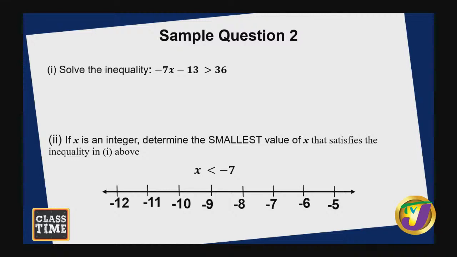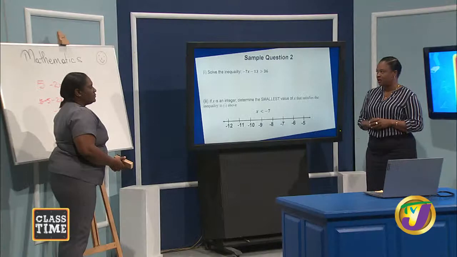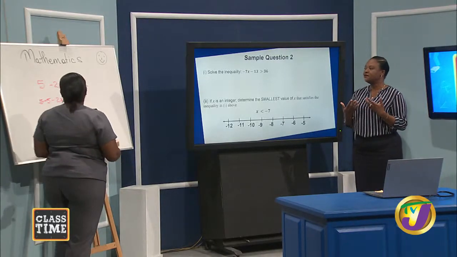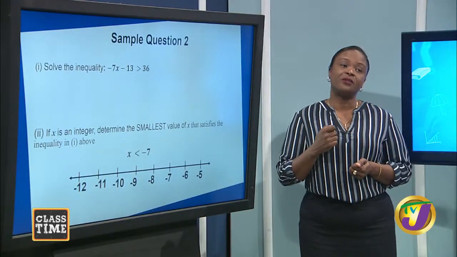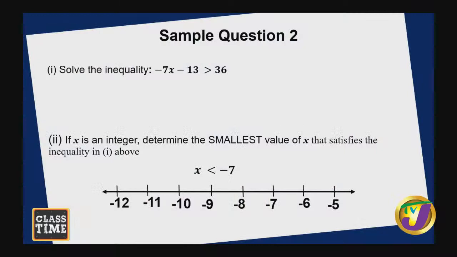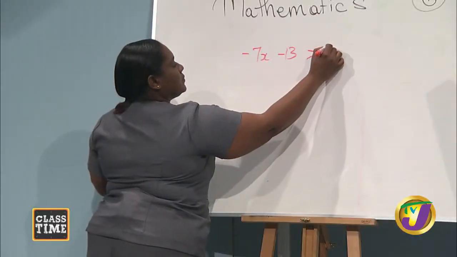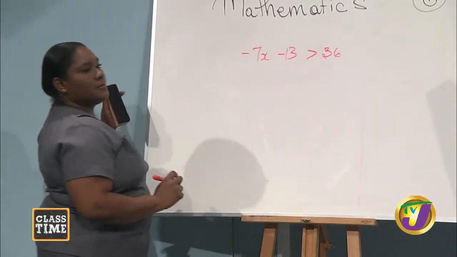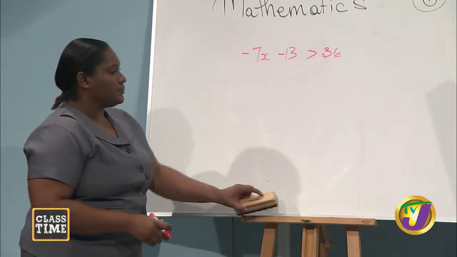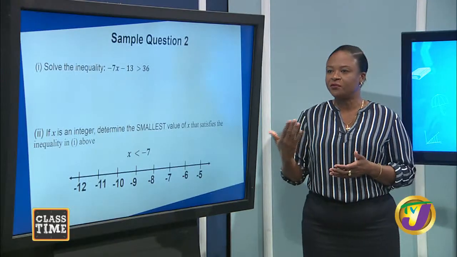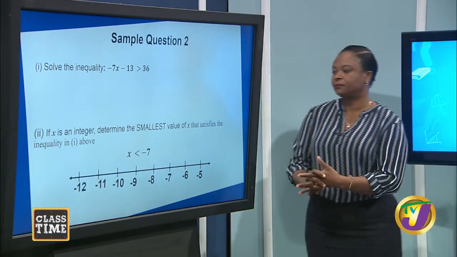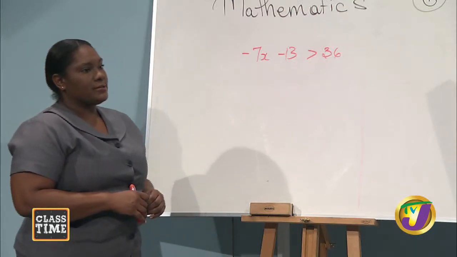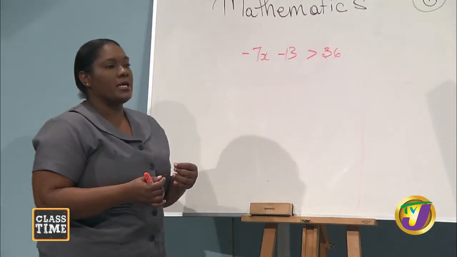Now let us look at another question that is similar to the one that we just did. We are solving the inequality -7x subtracting 13 is greater than 36, right? And of course, from all that we would have been doing, we understand and appreciate the meaning of everything that is written here. So it's just us going through, practicing what we would have learned earlier. So our inequality sign will jump out at us.